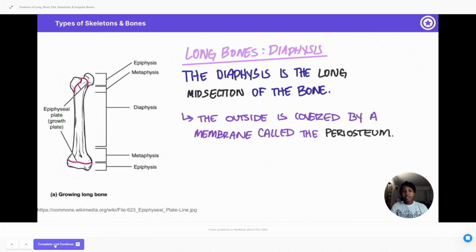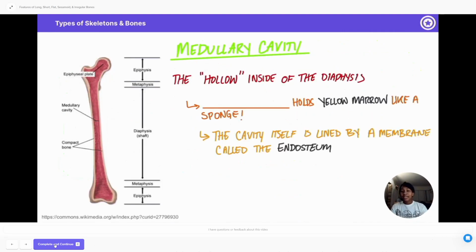Now, bones don't typically exist just regular and uncovered. Just like how we had the epiphysis covered in articular cartilage, we're also going to have a covering for the diaphysis, but it's going to be a thin membrane called the periosteum. Now, before I said the diaphysis was hollow, but this isn't really true. The diaphysis is actually filled with, again, that spongy bone.